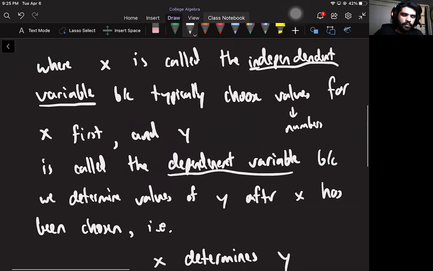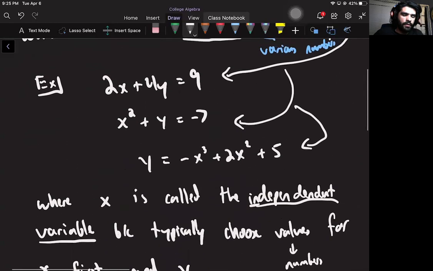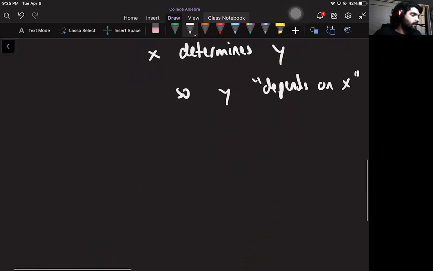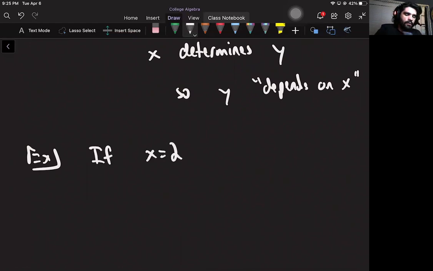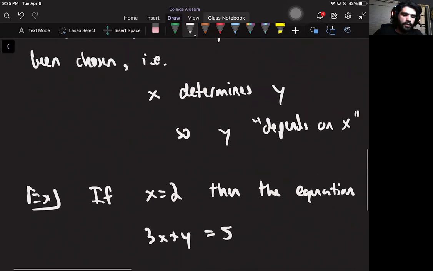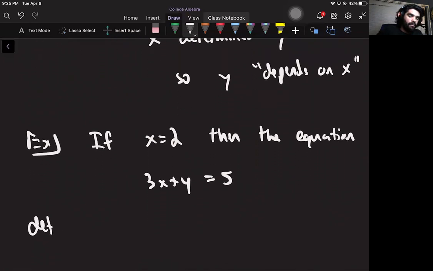Okay, so there's a lot of sort of theory-sounding stuff. So let's just do some examples to really see what's going on. It's not so bad as it seems. And this will happen a lot in this class. We'll see some stuff seem very hard, and the examples will make it a bit easier. So here's an example. If x equals 2, then the equation 3x plus y equals 5 determines the corresponding y.